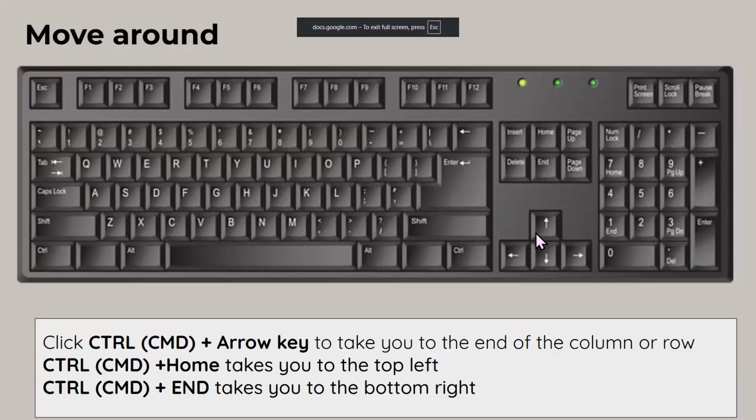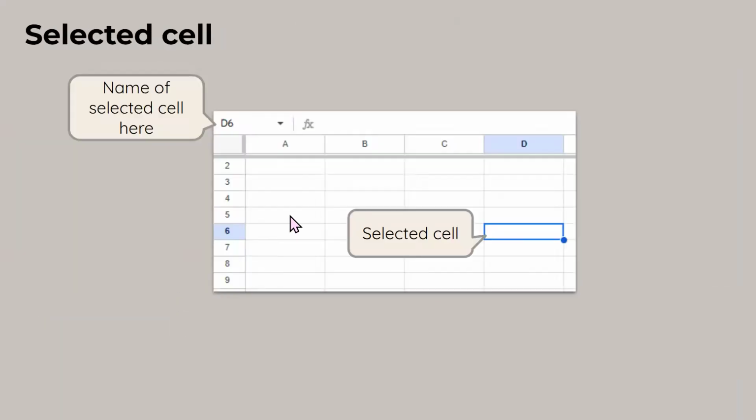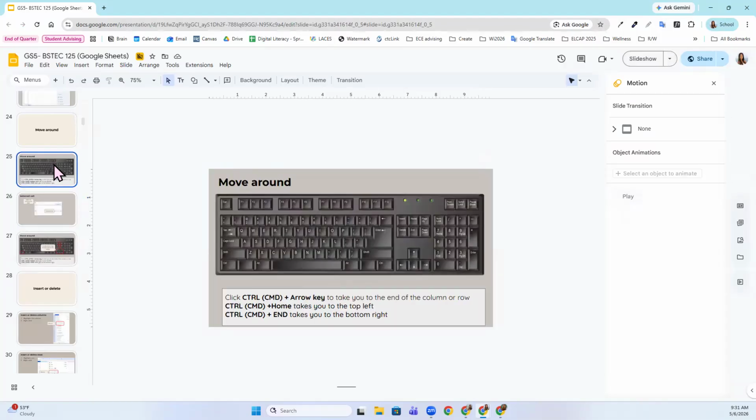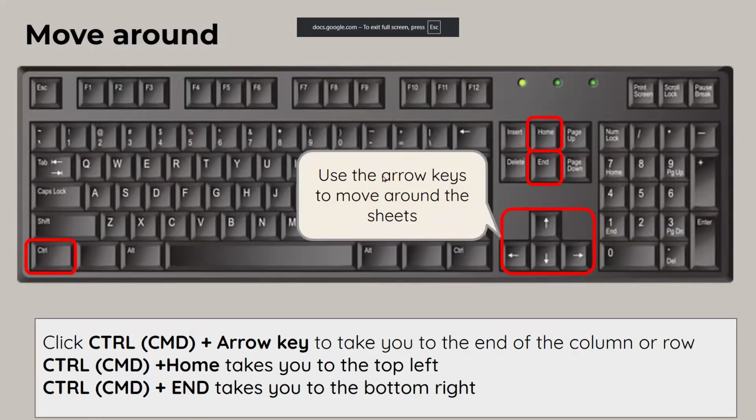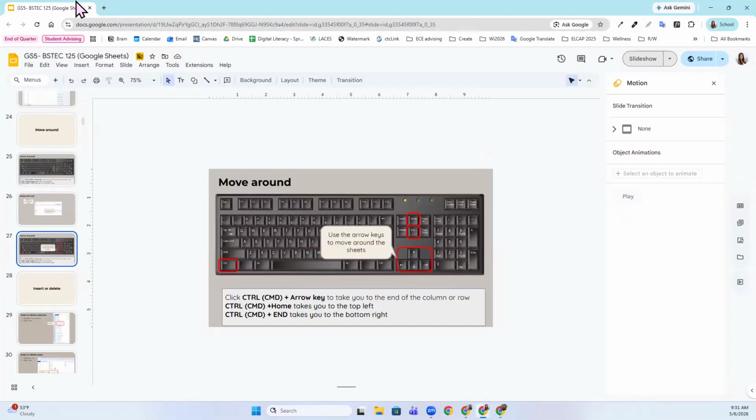Okay, so let's go back here. And I want you to see that one more time. So you know that when you click on Control and you click on this button, it'll go all the way to the right. If you click on Control, go down, it'll go all the way to the bottom of the sheet. If you click on Control and Home, it'll take you to the top. Let's look at that together.